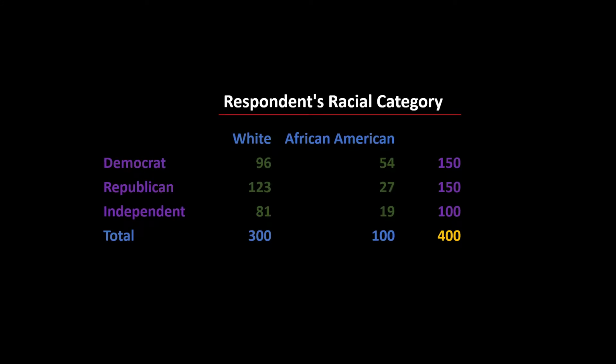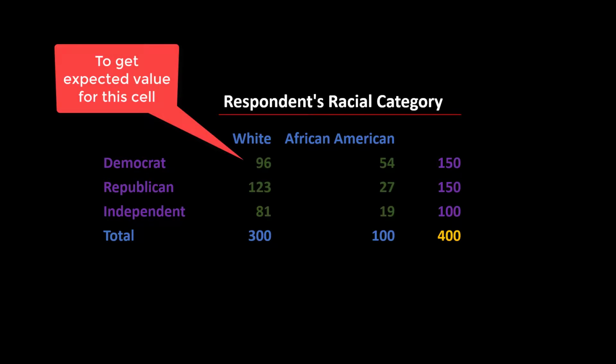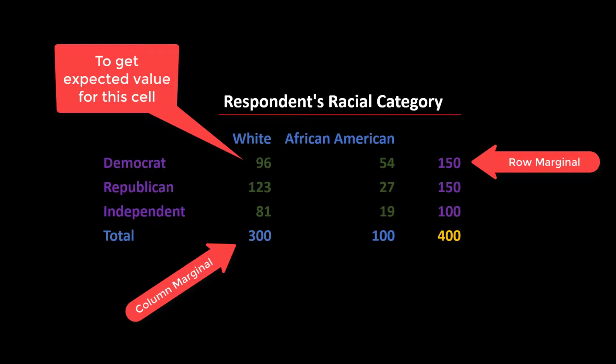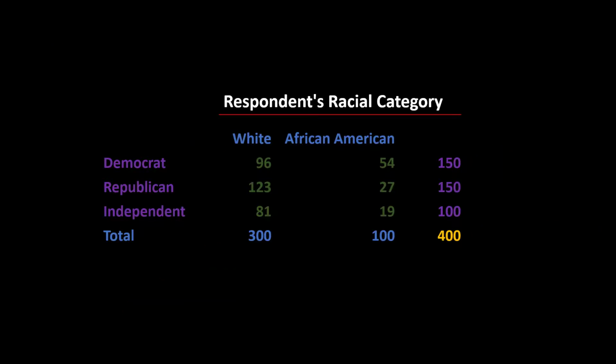To figure the expected values for each cell, you multiply the row marginal value for that cell by the column marginal value for that cell and divide by the total N for the sample. This table shows the results for all 6 cells. You'll note that in this case, because there are 150 Democrats and 150 Republicans, the expected cell values are the same for whites and the same for African Americans. This is purely a coincidence.